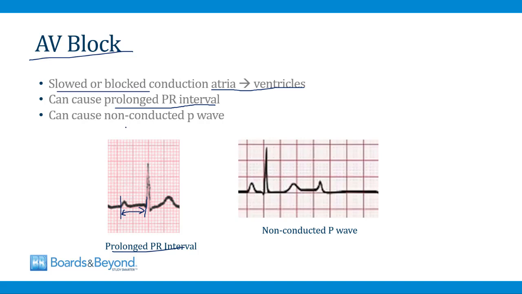The second thing an AV block can cause is a non-conducted P wave. Let's look at the right side of the screen here. We have a P wave here, and it's conducted to the ventricles, and therefore it generates a QRS complex. We then have a second P wave, but it does not generate a QRS complex. That's because it has become blocked somewhere between the atria and the ventricles. No electrical activity has reached the ventricles, and that has caused a non-conducted P wave. This is the second finding you can see on ECG in patients who have AV block.